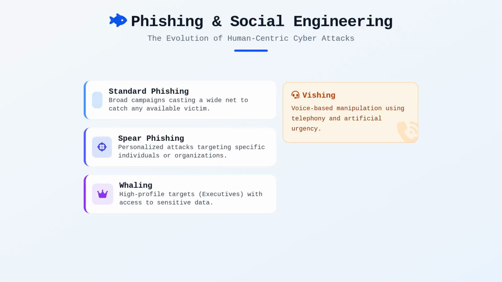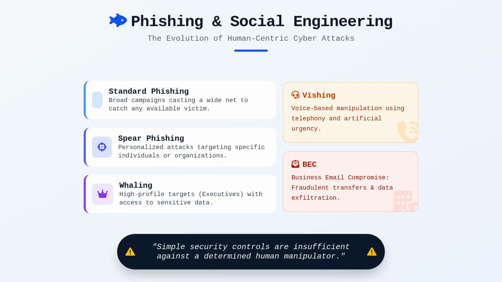We also see vishing or voice phishing, where attackers use telephony to manipulate victims through urgency or artificial pressure. These techniques often lead to business email compromise, where a compromised account is used to initiate fraudulent wire transfers or internal data exfiltration. The effectiveness of these tactics highlights why simple security controls are often insufficient against a determined human manipulator.